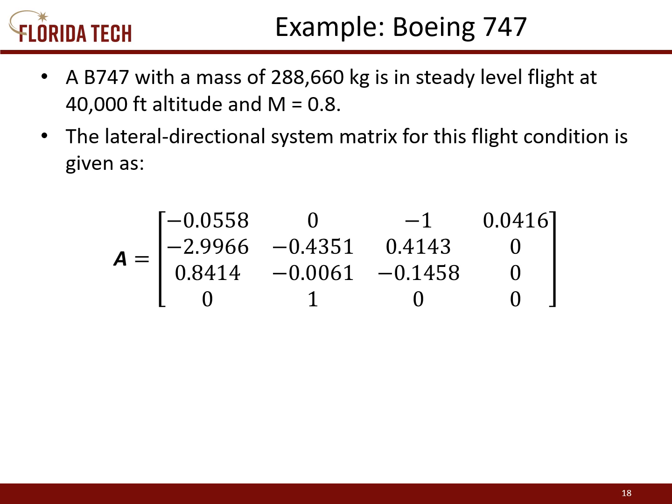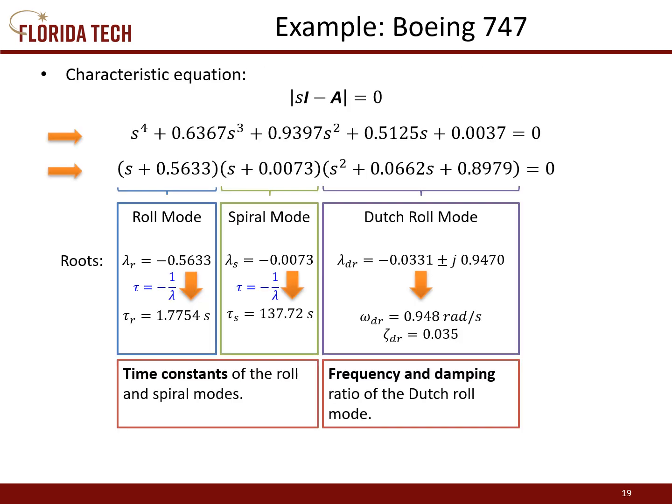To illustrate how these modes of motion occur, we'll use an aircraft example of a Boeing 747, large mass of 288,000 kilograms, steady flight, 40,000 feet, Mach 0.8. For this condition, this is the A matrix for the Boeing 747. Once we have the A matrix, we'll set up our determinant of sI minus A, set it equal to 0, and that will give us a 4th order polynomial with the various coefficients for B1, B2, and B3 shown there, and we'll be able to factor that into 2 real factors and a complex pair.